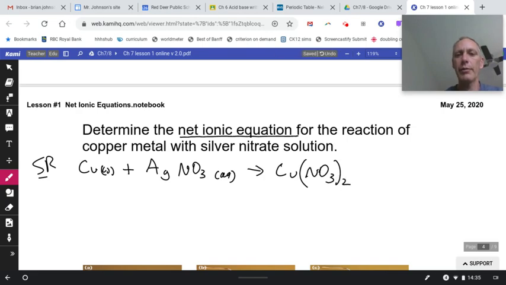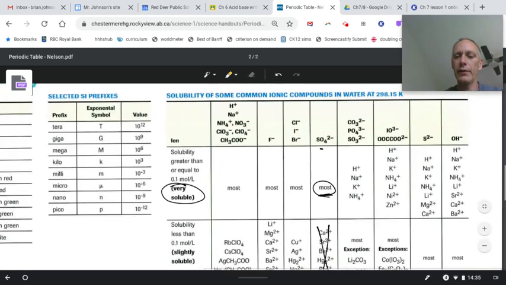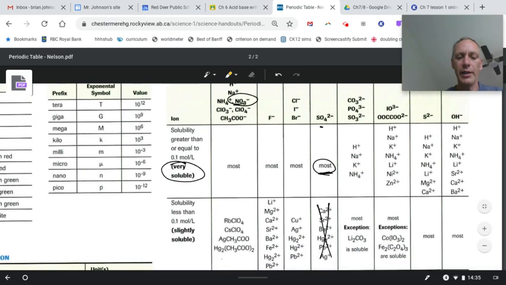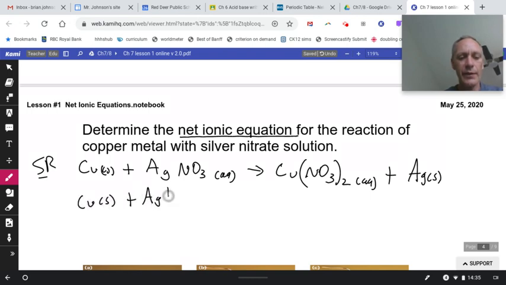And for solubility, copper nitrate, nitrates tend to be high solubility with everything. There's nitrate, and it's none of those exceptions. It's high solubility, aqueous. And silver solid left over. Okay, now dissociate all the aqueous ionics. So the copper solid doesn't change. This dissociates. This one's also aqueous, high solubility, so it dissociates.